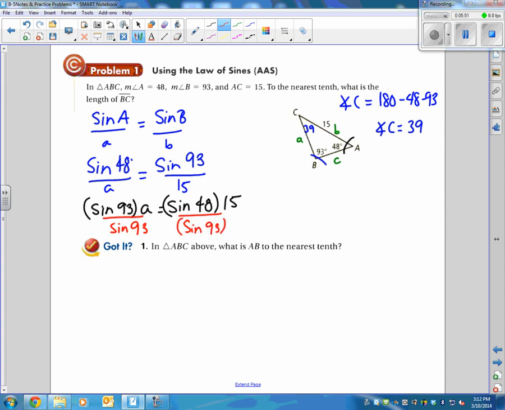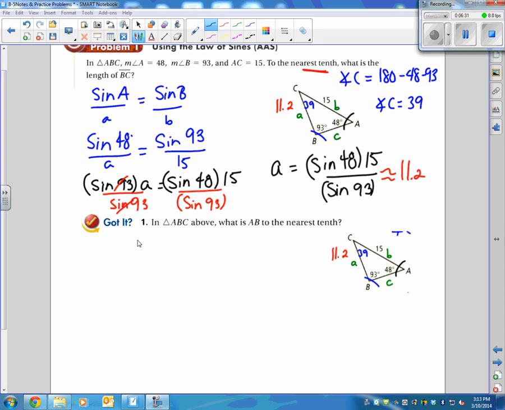And that allows me to isolate A by itself. So I'll write A equals the sine of 48 times 15 over the sine of 93. Once I plug that into my calculator, I will find that side length A is approximately equal to 11.2, rounding to the nearest tenth as we were asked to do.